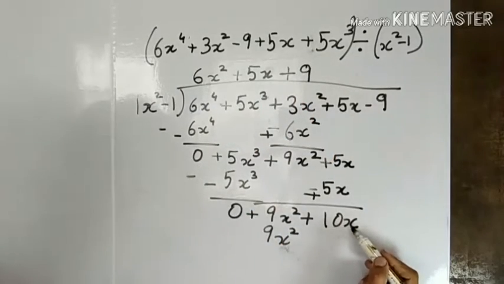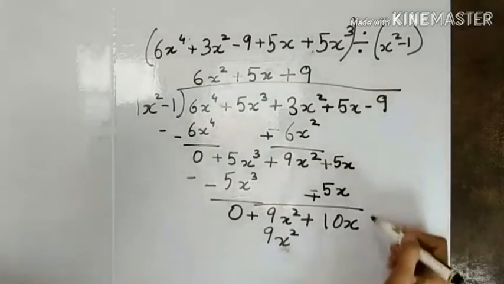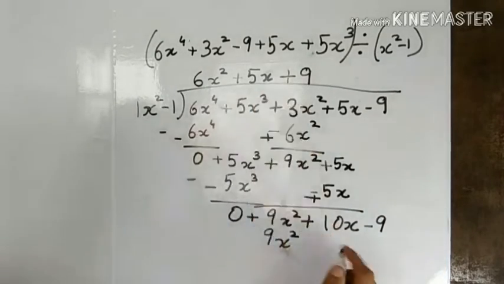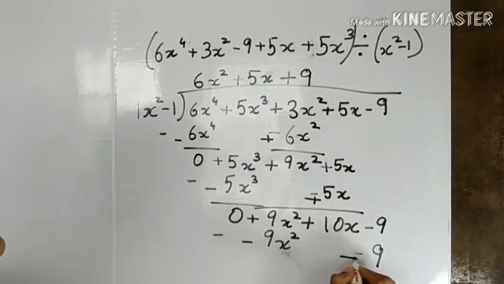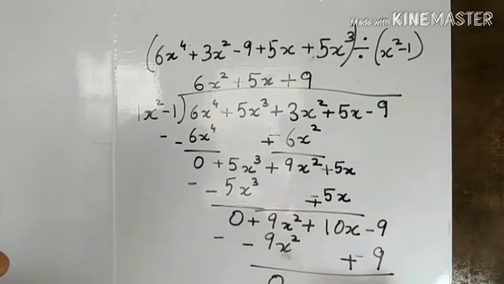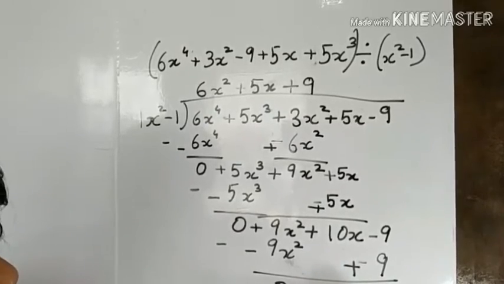Now this is a term in x, so I cannot write it below this. I have to write it below this. So let me get this term down. So this becomes minus 9 and you have here minus 9. Change the signs. So this gives the remainder as 0, the remainder here is 0 and you get this term down, that is 10x.